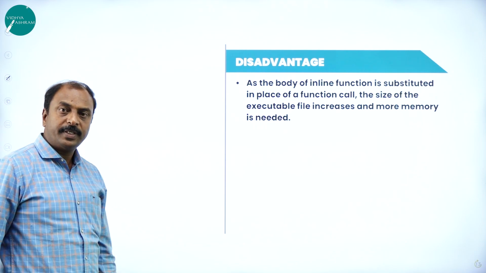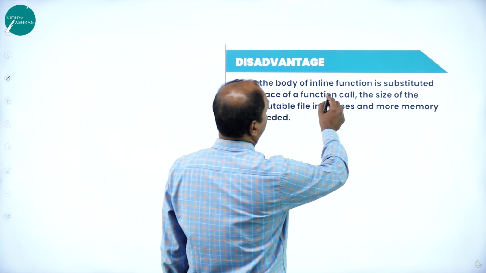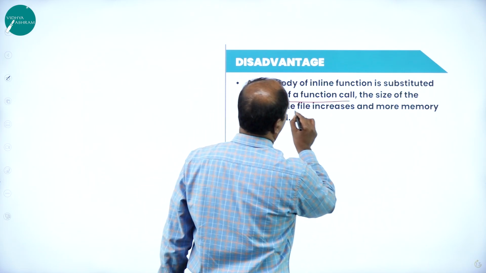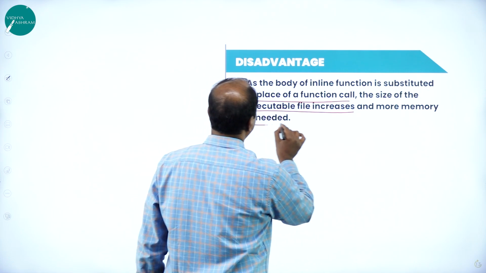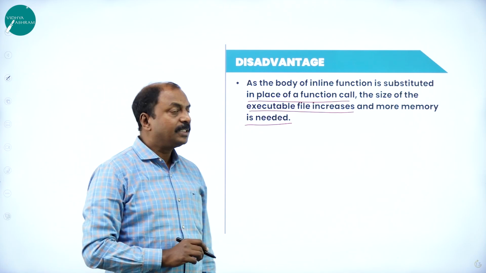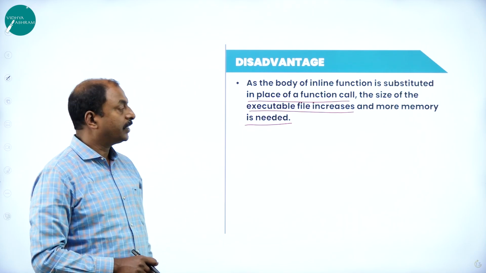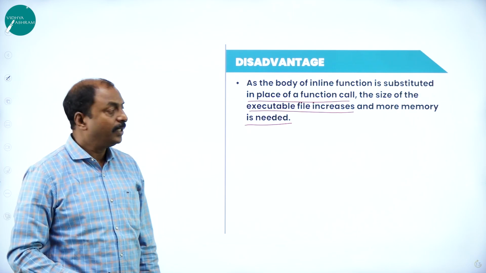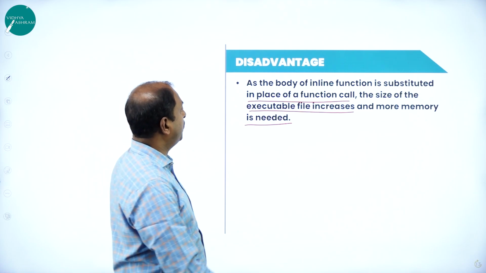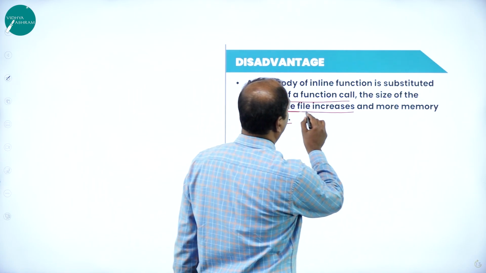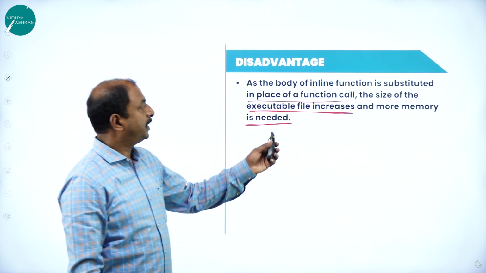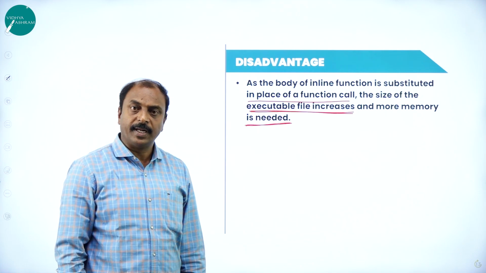Next, what are the drawbacks of this? Here, as the body of the inline function is substituted in place of the function call, the size of the executable file increases and more memory is needed. So in the previous slide, under advantages, we have seen that the size of the source code is reduced. But when you run the program, it is going to execute the object code. So here, the size of the exe file will increase and it takes more memory. So this is the drawback or disadvantage of inline function.